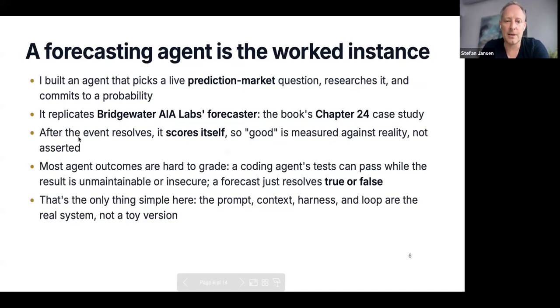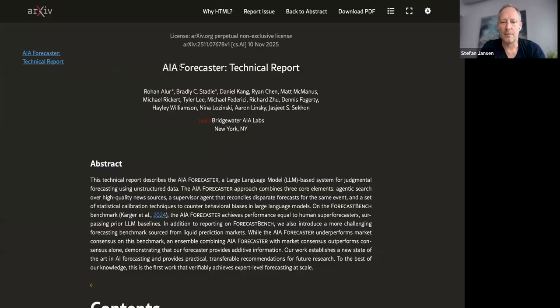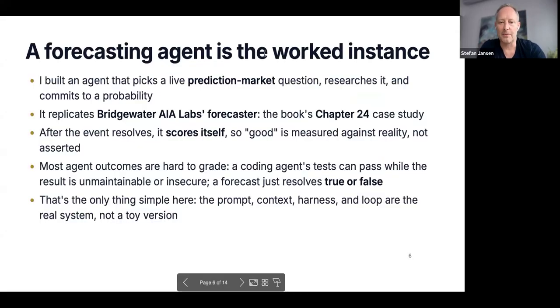So the forecasting agent here is the example that we use. Bridgewater published this example a few months ago. Bridgewater is very engaged in AI. They set up a whole lab for this. Bridgewater is one of the largest hedge funds in the world, if you're not familiar, and it pays to pay attention to what they're doing with agents, because they have invested heavily in this, and there's a lot at stake. So I used this Bridgewater AIA forecaster agent in chapter 24 in the book.